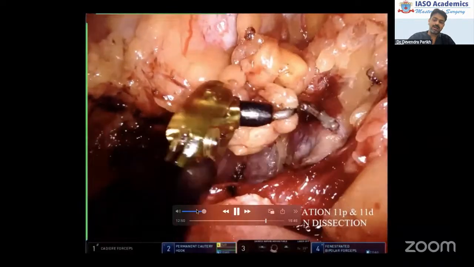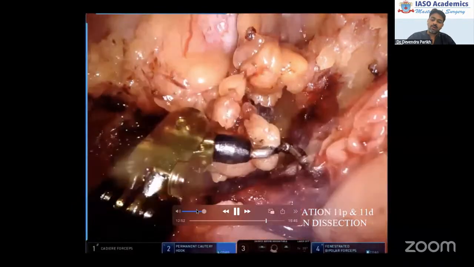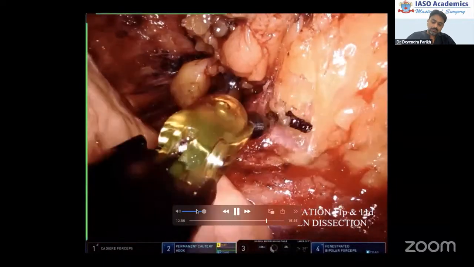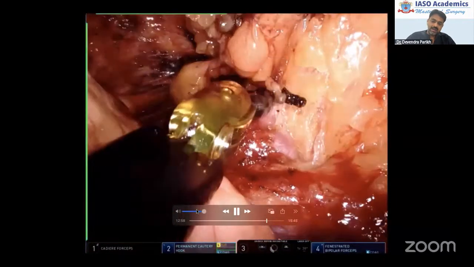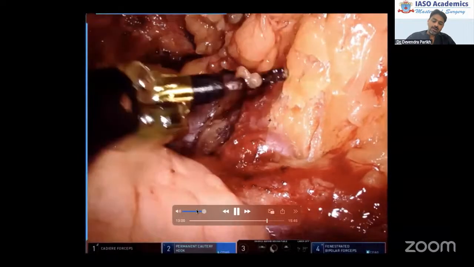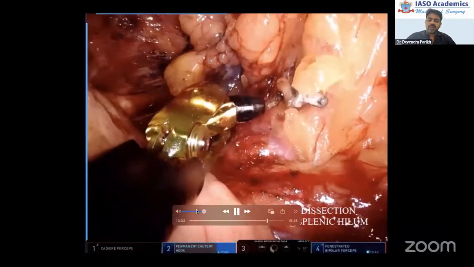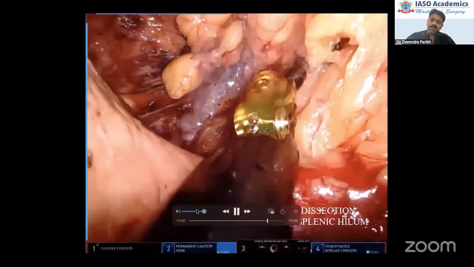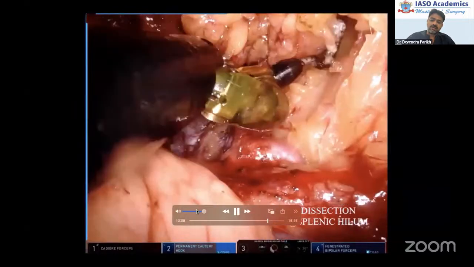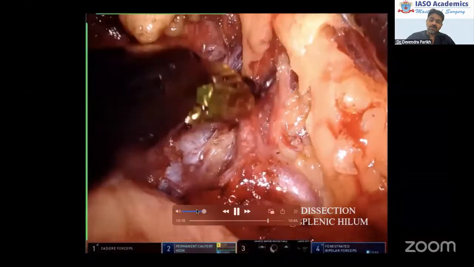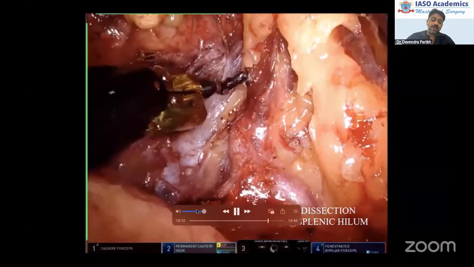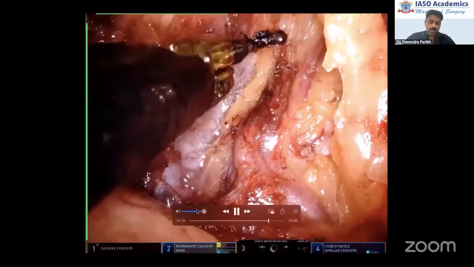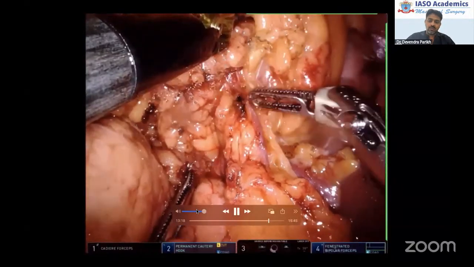When that is done, we can focus on the greater curvature. We can finish station 4D and subsequently station 2 lymph node dissection. This is splenic hilar dissection. Now, according to the recent edition of AJCC, station 10 lymph node dissection is no more part of standard D2 lymph node dissection. They are seldom involved, so no aggressive lymph node dissection along the splenic hilum is required anymore.